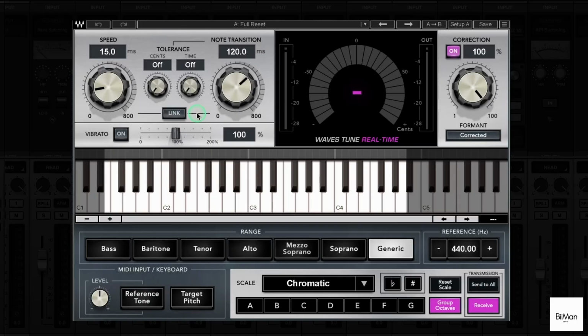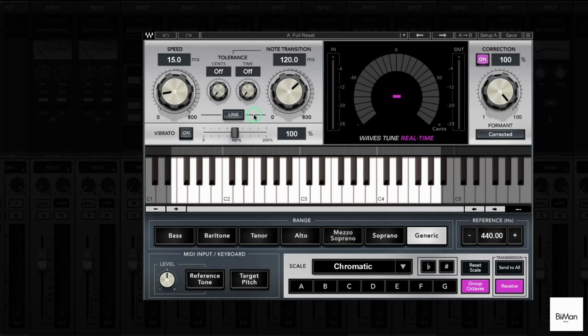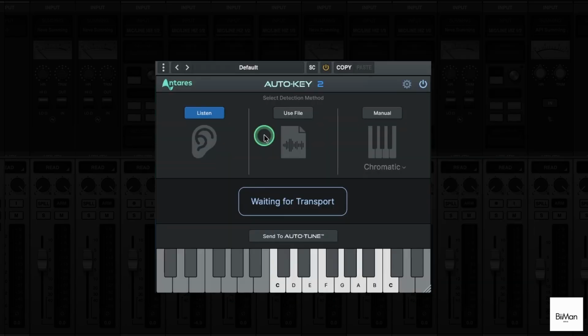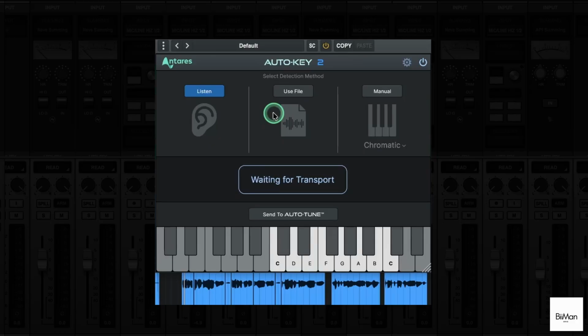So guys, when you load up the Waves Tune real time, on default the interface looks like this. But before I go right into tuning, there's this first thing I always do, which is to check out the key and the scale of the song. The way I do that is I use a key detector plugin, and we're going to be using the Auto-Key tool from Antares. Something worth mentioning, guys, Waves actually has a key detector plugin that communicates with the Waves Tune real time. That being said, let's check out the key and the scale of our song.